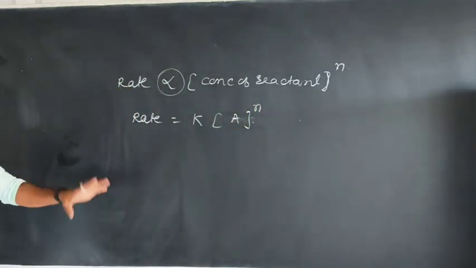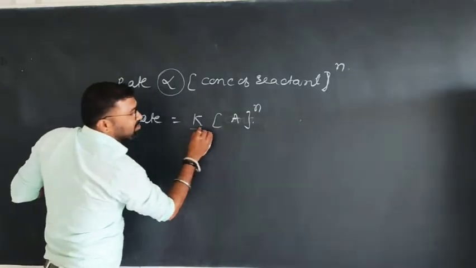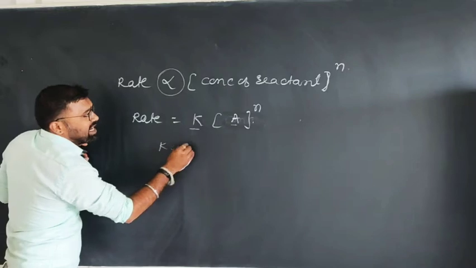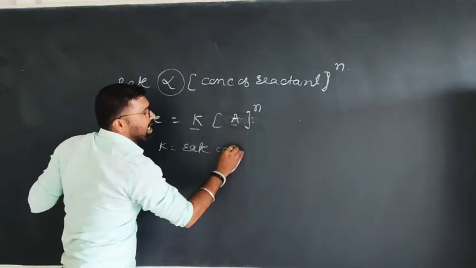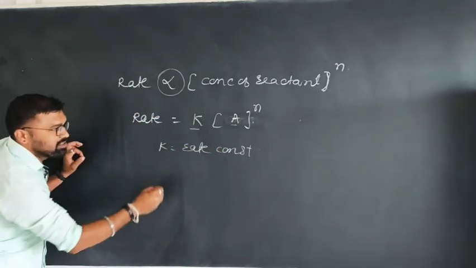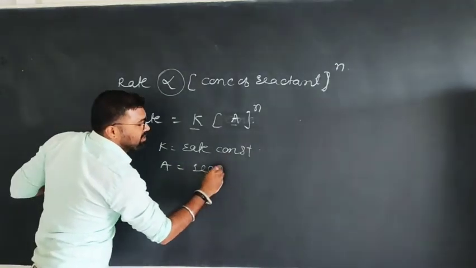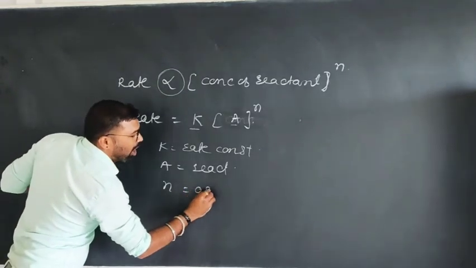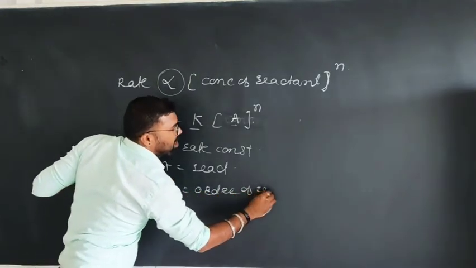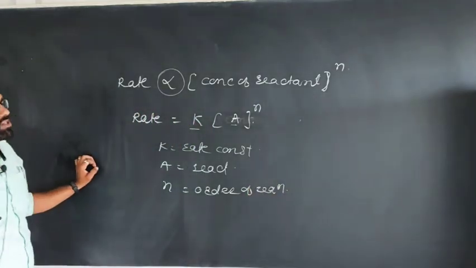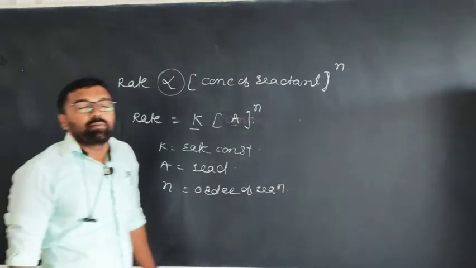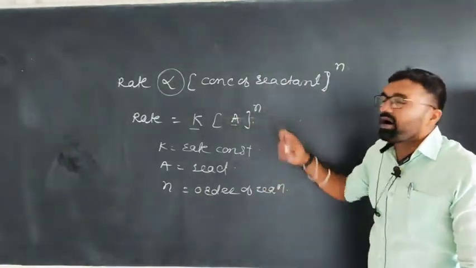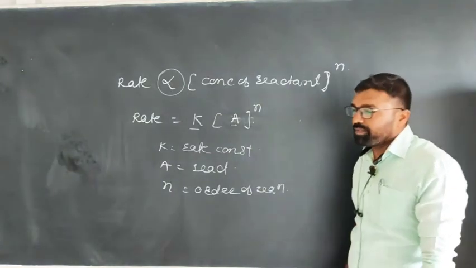Here, what is the significance of the terms k, A and n? k is nothing but the rate constant. A is the reactant or product, you can say either. n is the order of reaction: zero order, first order, second order, third order, or fractional order reaction. n may be a whole number, zero, or a fraction.